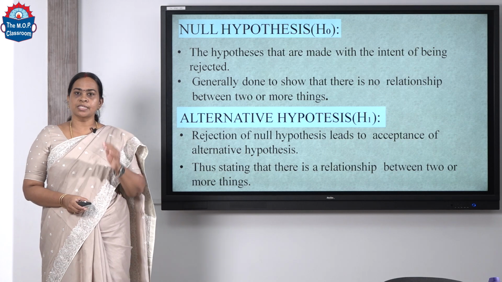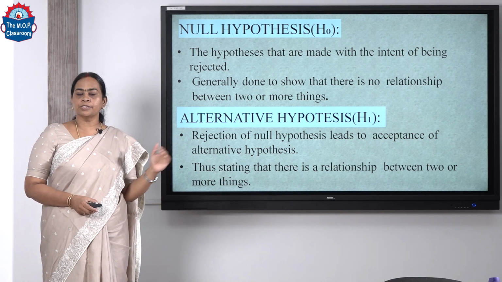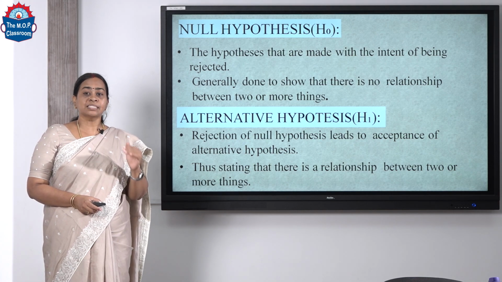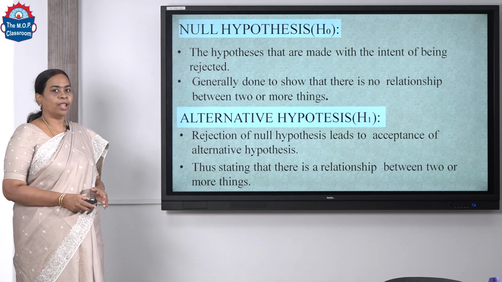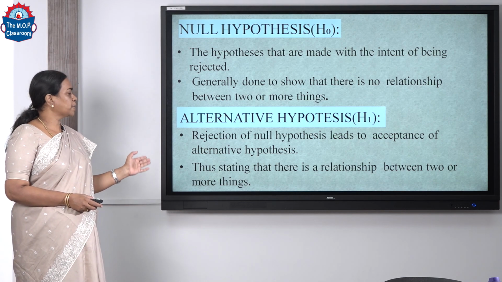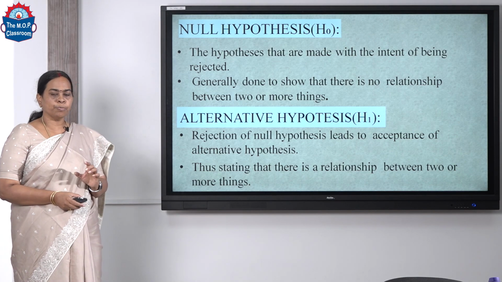Alternative hypothesis. It is just the opposite of the null hypothesis and is denoted as H1. So there is some significant difference, that is the alternative hypothesis. Rejection of the null hypothesis leads to acceptance of the alternative hypothesis, thus stating that there is a relationship between two or more things.